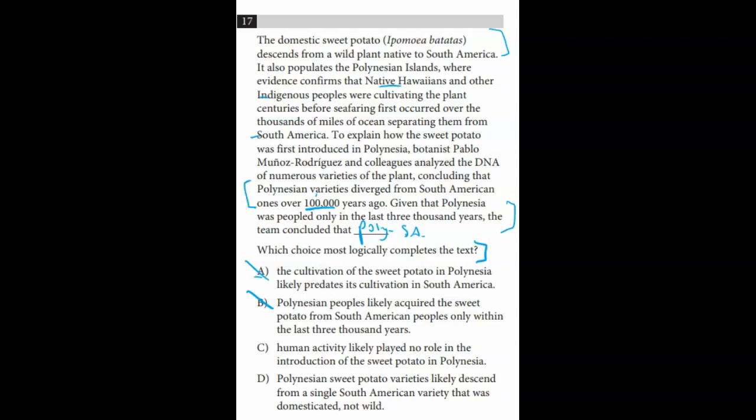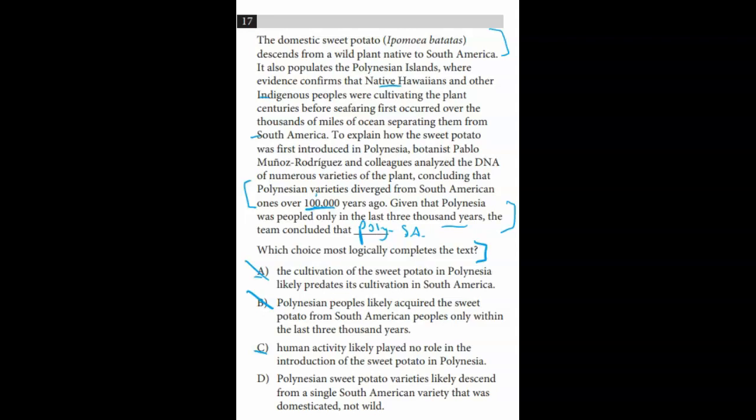Human activity likely played no role in the introduction of the sweet potato. Yes, I like that one because it just makes no sense. Like, if it diverged 100,000 years ago, but people have only been around for 3,000 years and they've never met each other, then how did they get the sweet potato? It probably didn't involve people at all. Like, that's a pretty solid assumption.